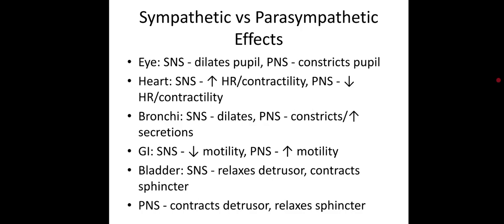Well, in the GIT, in the sympathetic nervous system, there will be a reduction in motility, while in the parasympathetic, there will be an increase in GI motility to start the digestion after the emergency condition. In the bladder, there will be relaxation of the detrusor muscle to hold more and more urine, and it will contract the sphincter, not allowing the urine to leak out of the urethra. While in the parasympathetic nervous system, there will be contraction of the detrusor to push the urine out, and relaxation of the sphincter in order to get relief from the urine.